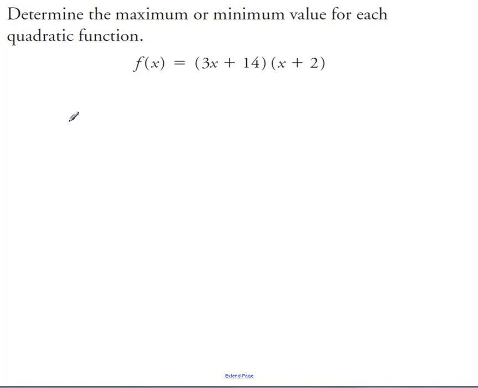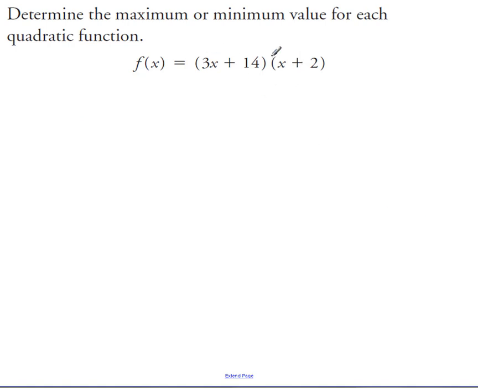Okay, let's do our last one here. Determine the maximum or minimum value for each quadratic function. Basically what that means is I got to find the y-coordinate of the vertex. But I also need to know if it's opening up or down, because that'll tell me if it is a maximum or minimum type of situation.